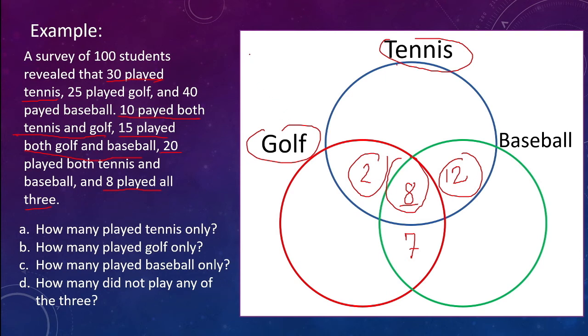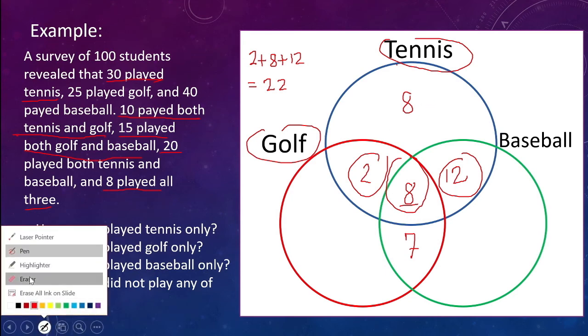So, add natin. 2 plus 8 plus 12, we have 22. So, meron ka na agad 22. Ilan na lang ang kulang para maging 30? So, ang kulang na lang ay 8. So, ibig sabihin yan, 8 students played tennis only.